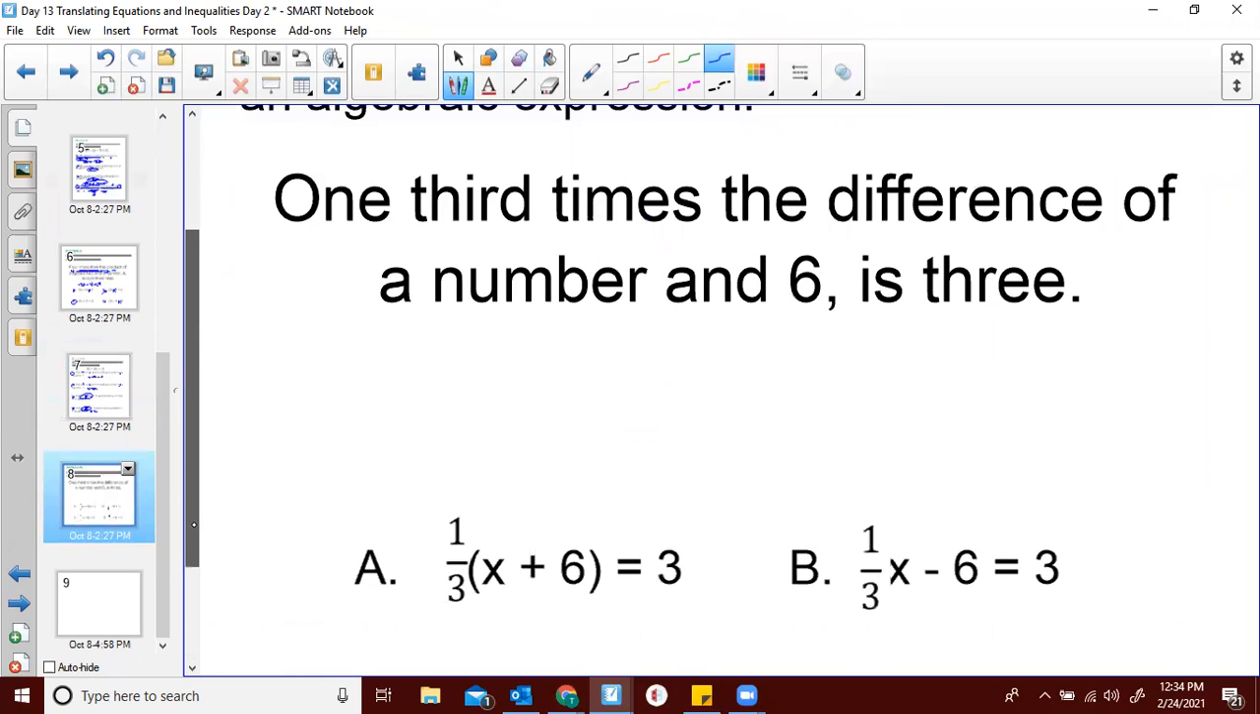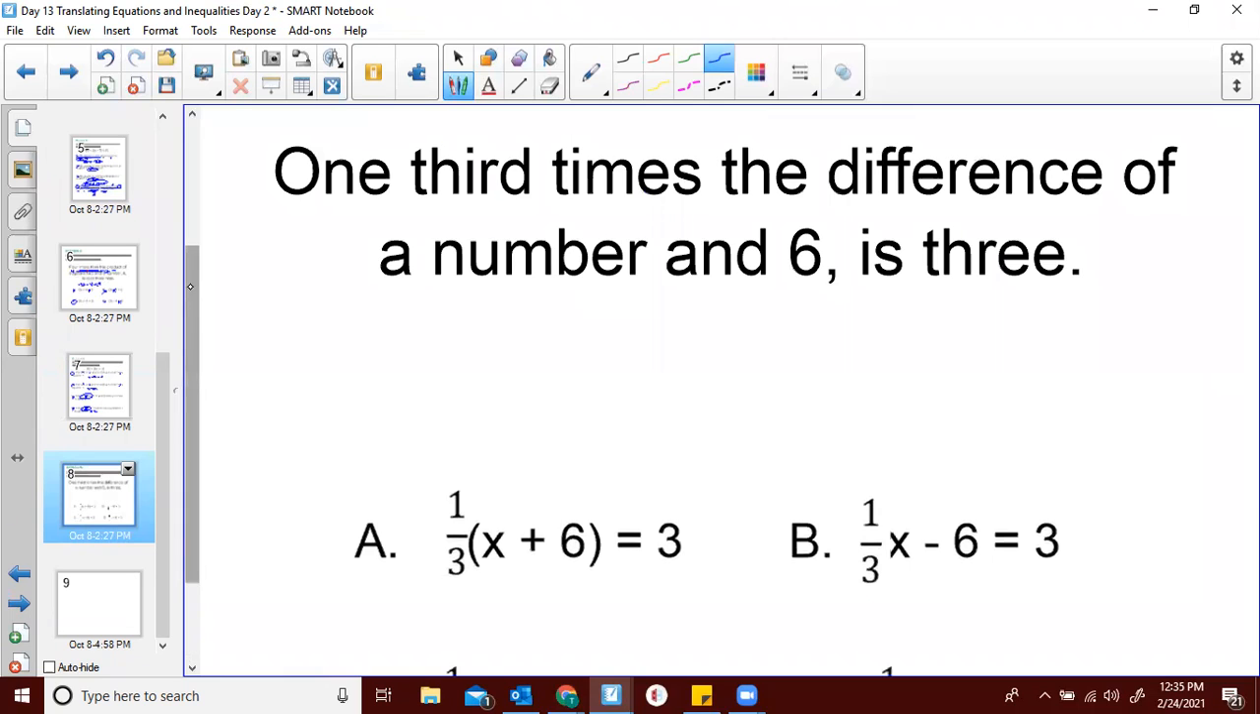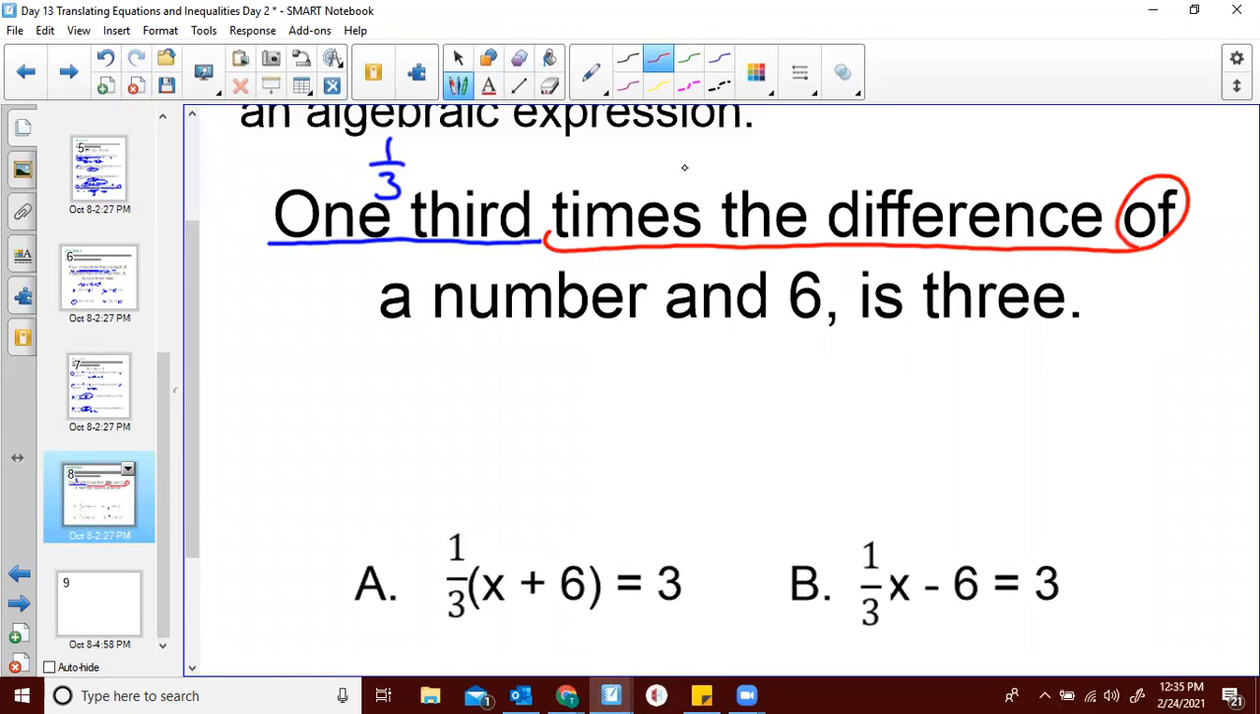Here we go. Big time parenthesis problem. 1/3 times the difference of a number and 6 is 3. So let's break this up. I'm going to do this in pieces. All right. So we have 1/3. Here we have times the difference of. And when you see this, times the difference of, notice there's 2 operations going on in here, multiplication and subtraction. So what I want to do is go ahead and put parentheses.